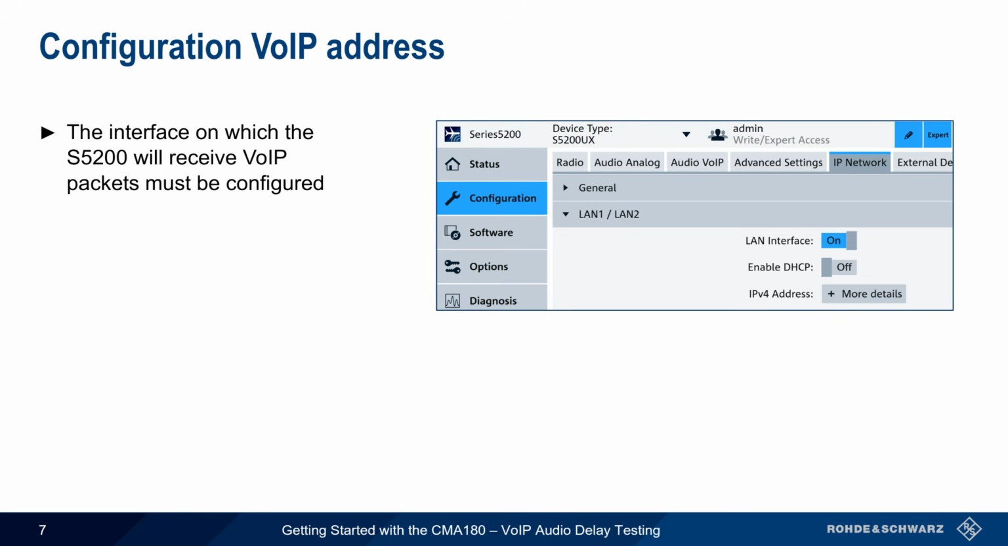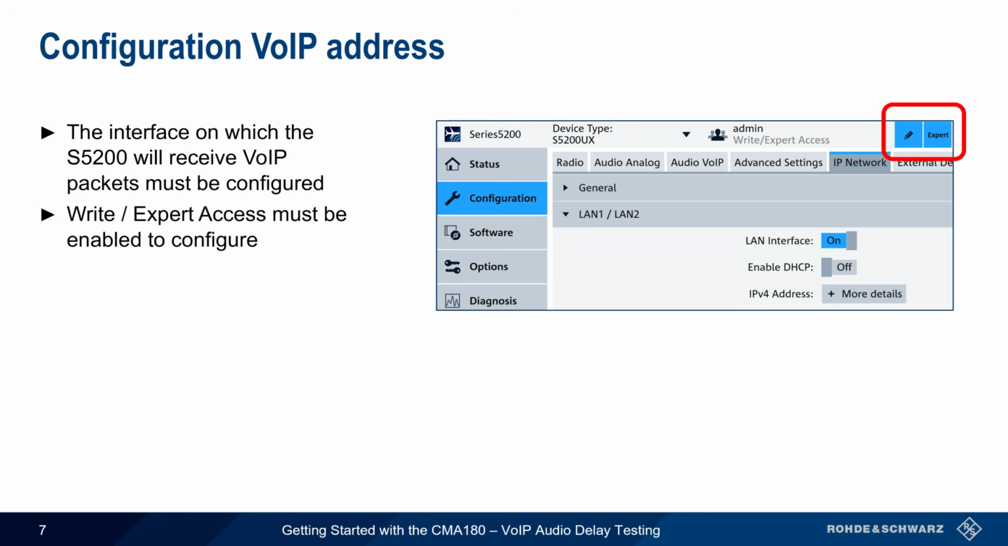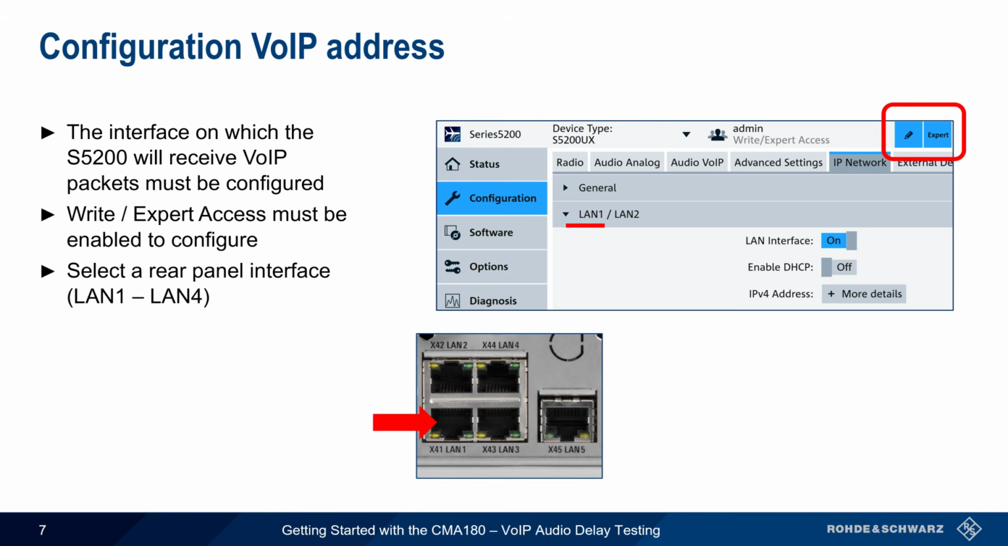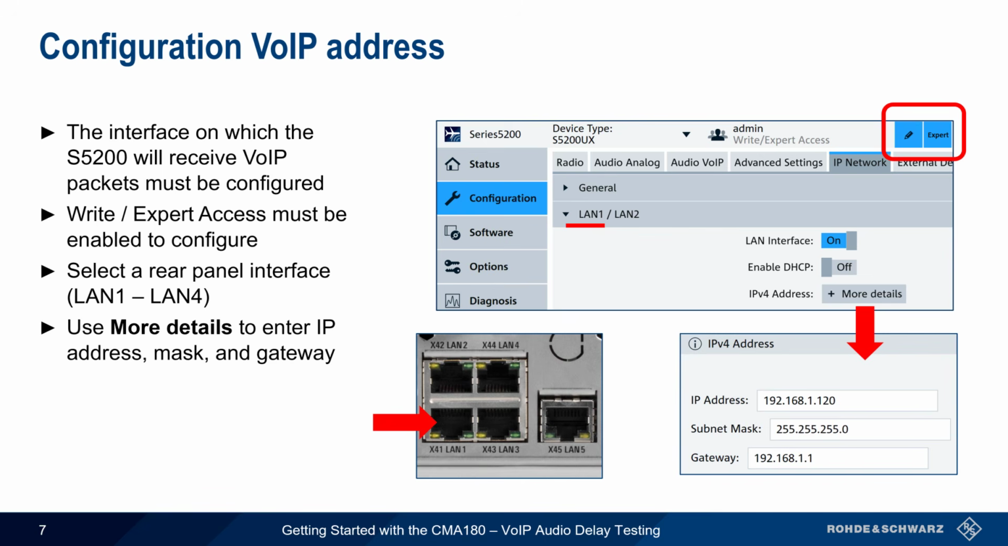Note that most configuration tasks require both write and expert access to be enabled. Select one of the rear panel LAN connectors, LAN 1 through LAN 4, and then use more details to enter the IP address, subnet mask, and gateway for that interface. Note also that this interface must be IP reachable from the CMA180's LAN interface, and this is most often done by configuring both interfaces to be in the same IP subnet. In our example, we've assigned address 192.168.1.120 to the LAN 1 physical interface.